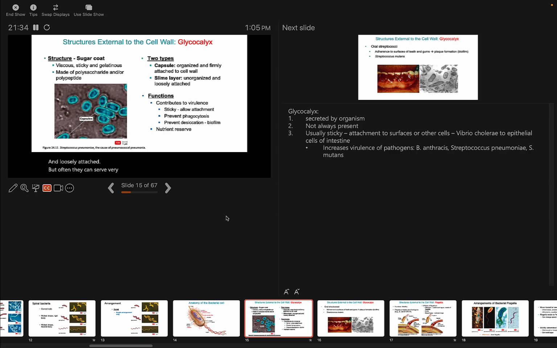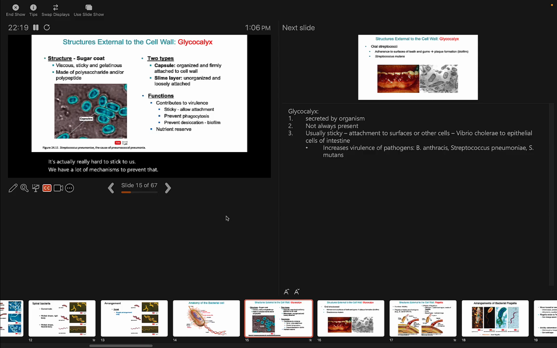And typically a glycocalyx, at least in the context of infection, because I know we often think about microbes from that perspective of what do they have that can make us sick, so that's looking at it from that lens. This glycocalyx, regardless of whether or not it's a capsule or a slime layer, can contribute to virulence, that ability to cause disease, through some different mechanisms. One, it's sticky. That can allow the bacteria to adhere. It's actually really hard to stick to us. We have a lot of mechanisms to prevent that.